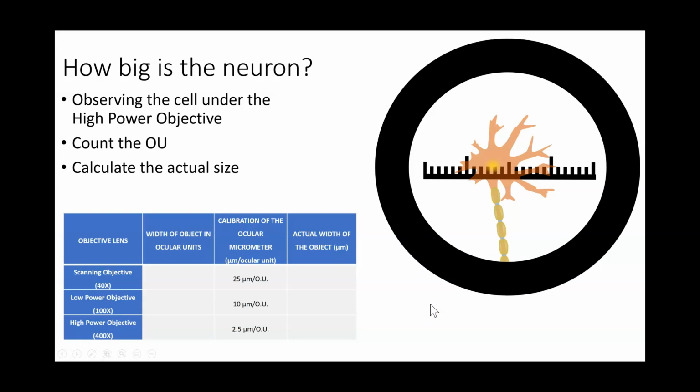All right, let's do our next example. Here we have a neuronal cell, or neuron cell, and we're observing it under the high power lens. So we're all the way at the bottom. We're at 400 times magnification.